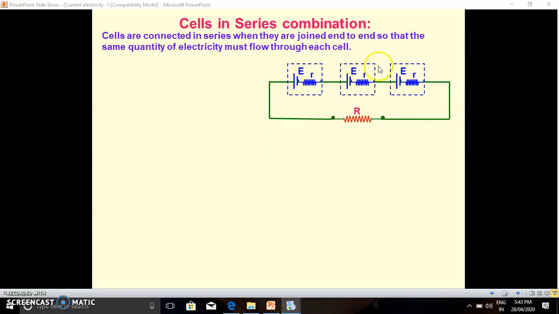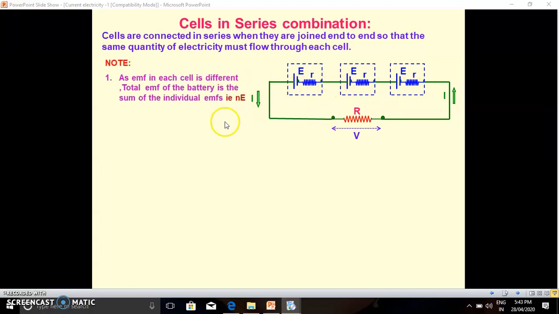Then E is the EMF of each cell and r is the internal resistance of each cell. Just imagine that n number of cells are connected in series and I amount of current is flowing through each cell, because as they are connected in series, they follow the same path. It means the current flowing through each cell is the same, that is I, and V is the potential difference across all three cells. But as they are connected in series, the EMF of each and every cell may be different.